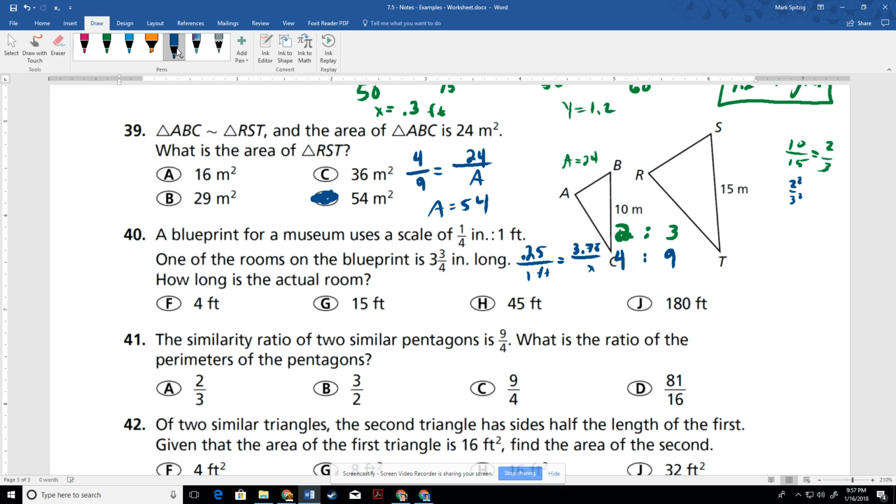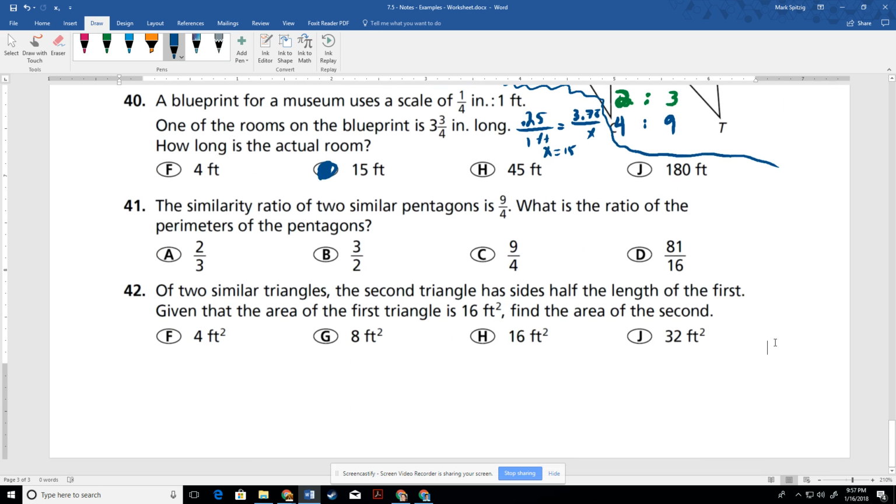So how many feet would that be? In this case, we have 3.75 divided by 0.25. We have the 1 in there, so it's going to be 15. So 15 feet long. X is 15. And then I'll just divide that up so we know this is part of this problem.